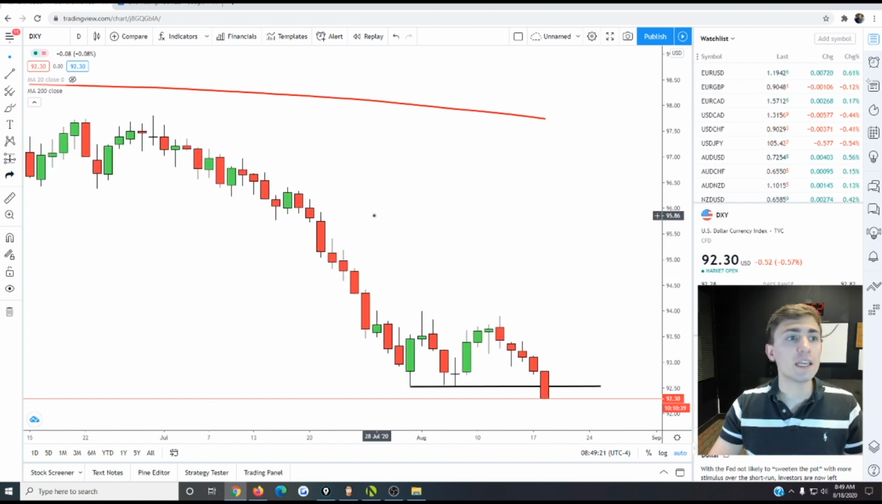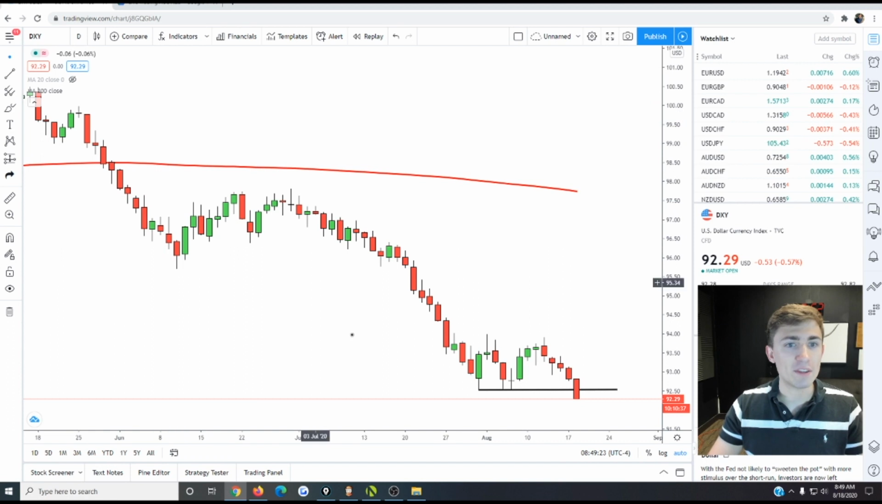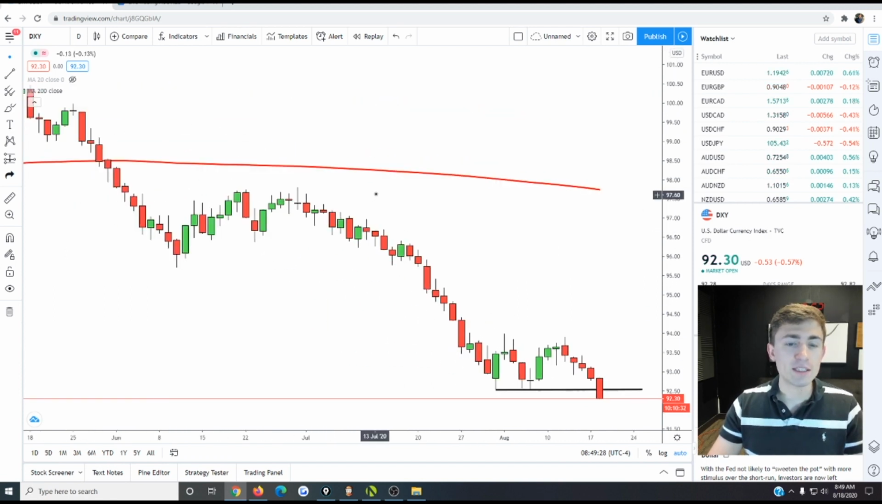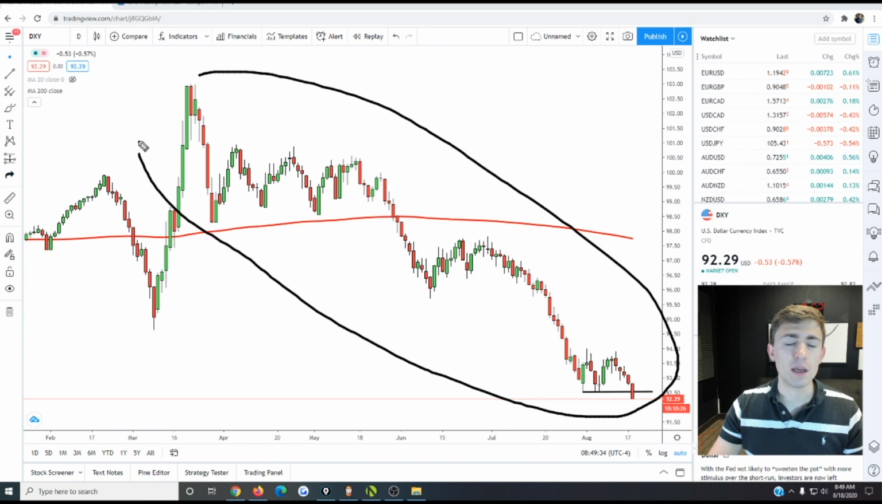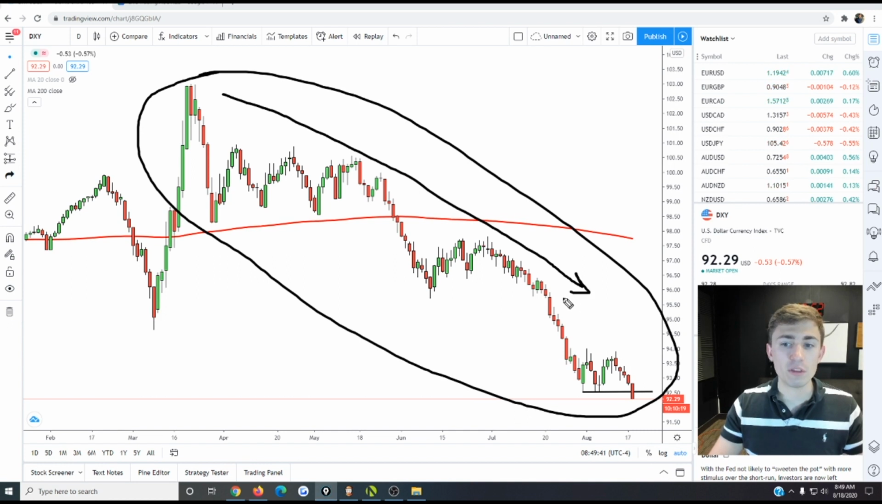So when we're looking here at the US dollar, we're actually looking at DXY. This is the US dollar currency index. The interesting thing here is this DXY is kind of like a conglomerate of all the different major currencies and how they fare against the US dollar. As you can see, we've seen a lot of decline in the US dollar over the last few months, actually a pretty substantial one.